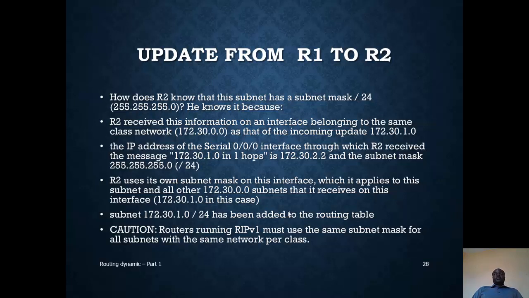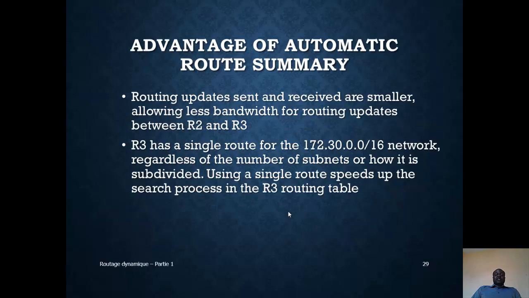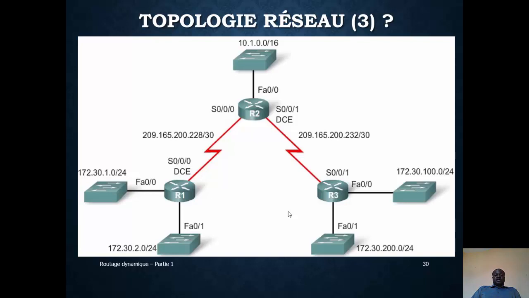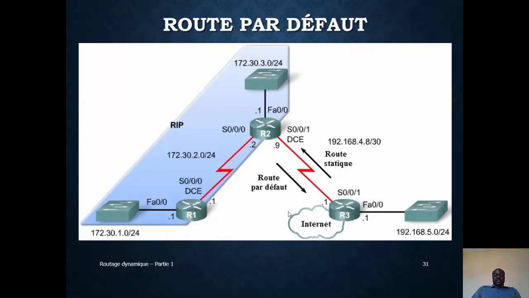But caution, routers running RIP version 1 must use the same subnet mask for all subnets within the same classful network. And the advantage of the automatic route summary is that routing updates sent and received are smaller, saving bandwidth for routing updates between router 2 and router 3. Router 3 has a single route for the 172.13.0.0 network regardless of the number of subnets or how it is subdivided. Using a single route speeds up the search process in the routing table. And this is the topological network that can be represented. And this is the default route that can be applied.